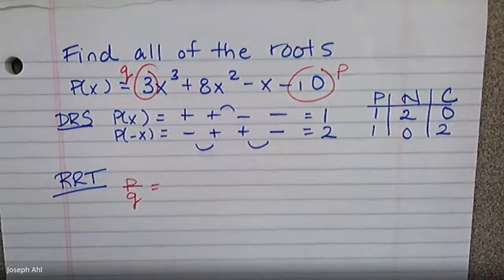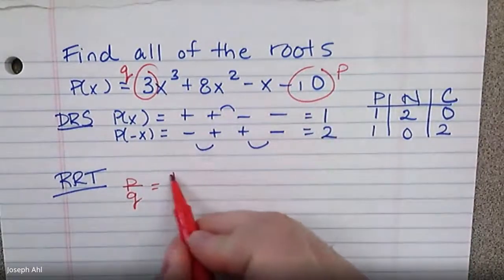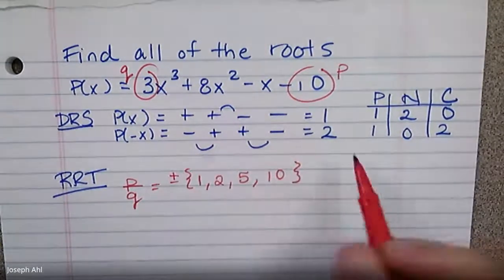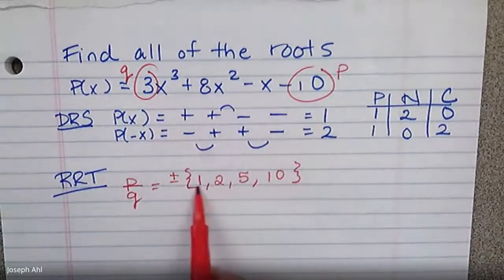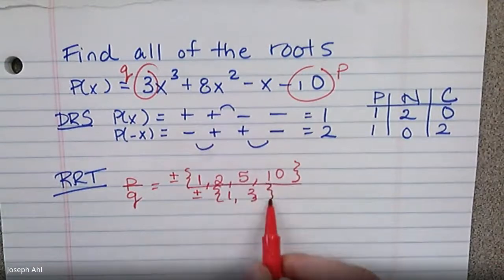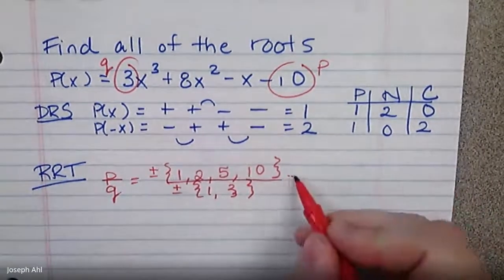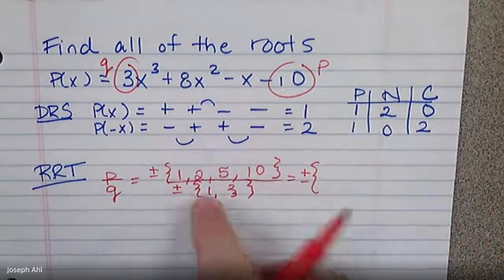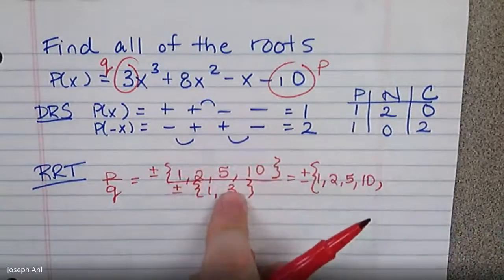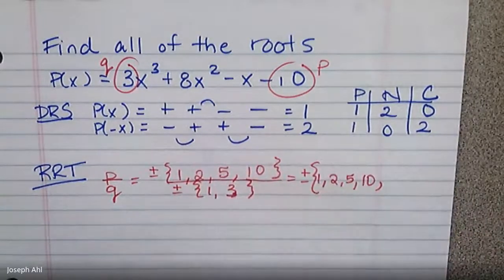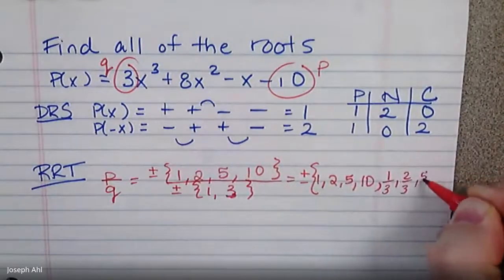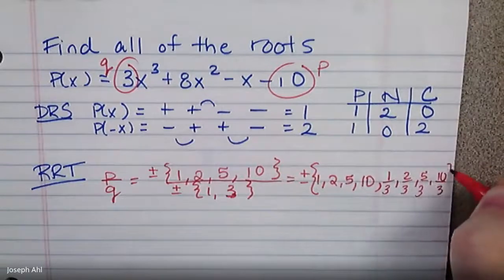All right, so if I take a look at the factors of P, we get plus or minus the factors of 10, which would be 1, 2, 5, and 10. And then Q would be the denominator of the factors of 3, plus or minus 1 and 3. So I have to take everything on top and divide it by 1 first. So that's going to be 1, 2, 5, 10. Then I have to take everything on top and divide it by 3 to get 1/3, 2/3, 5/3, 10/3. You can see our rational root list is pretty long.